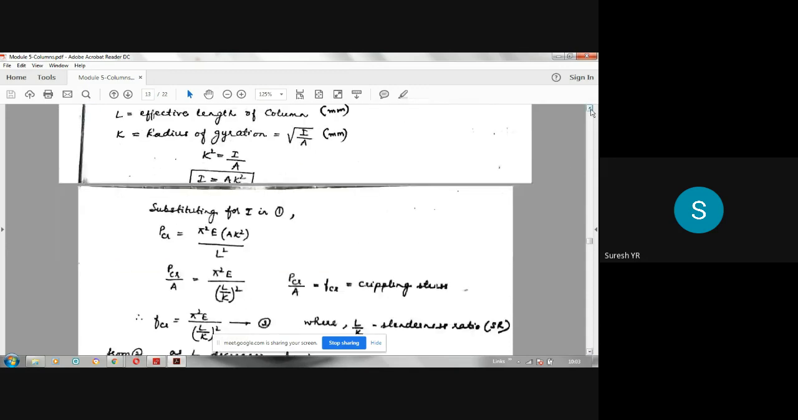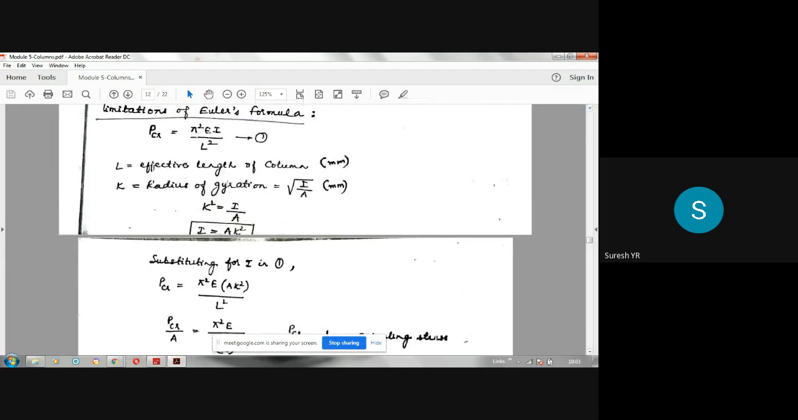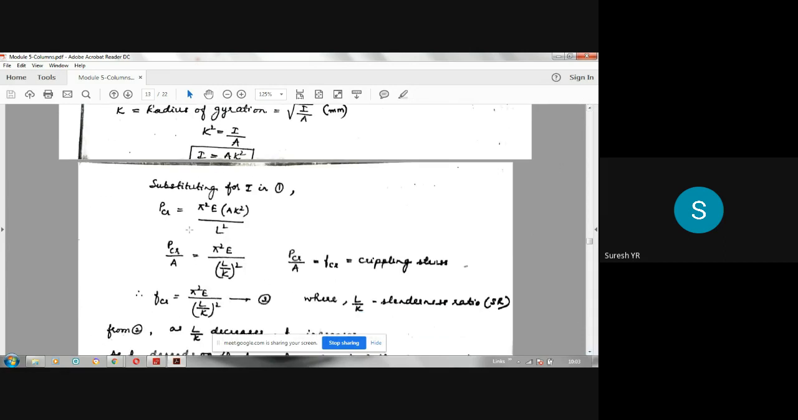PCR is equal to pi square E into I becomes A into K square divided by L square. Now divide both sides by A. So PCR divided by A is equal to pi square E into A K square divided by L square into A. So that A and A will get cancelled here. Now what has been done? This K square has been brought to the denominator. It becomes L by K whole square. So numerator will be now pi square E divided by L by K whole square.